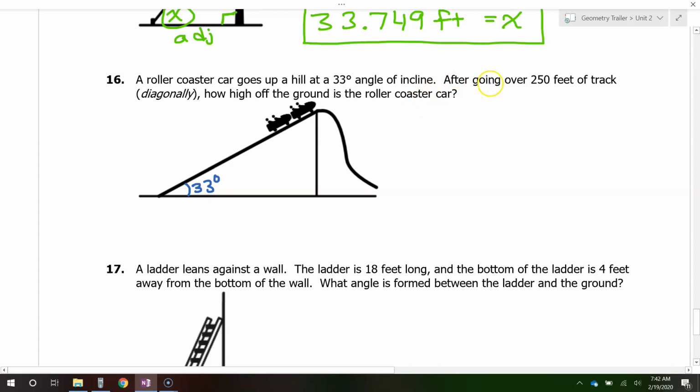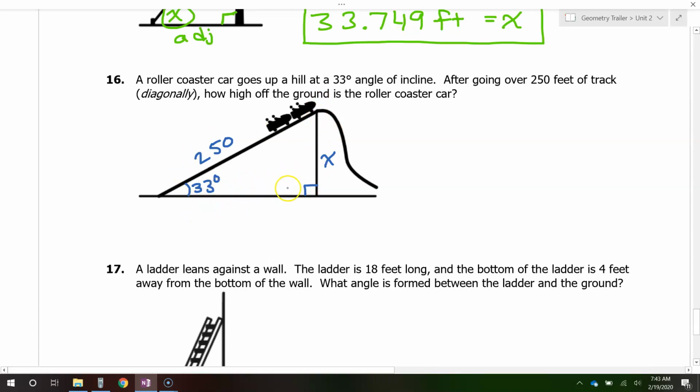So after going over 250 feet of track, that's going to be the path that the car took. So the 250 feet of track is right here. Oh, it even says diagonally right there. How high off the ground is the roller coaster? So the height of the roller coaster right there will be, we'll call it x. That's what we're looking for.